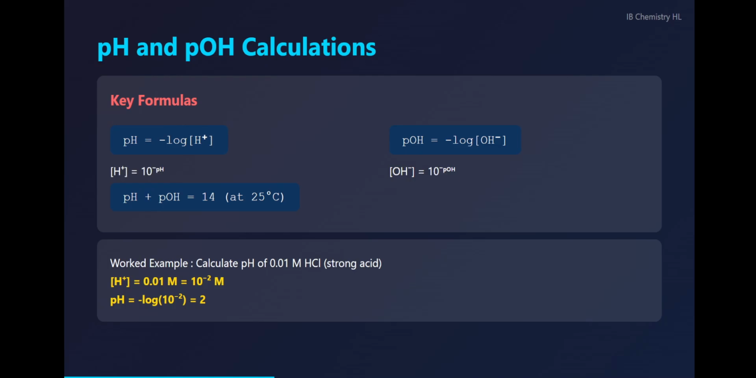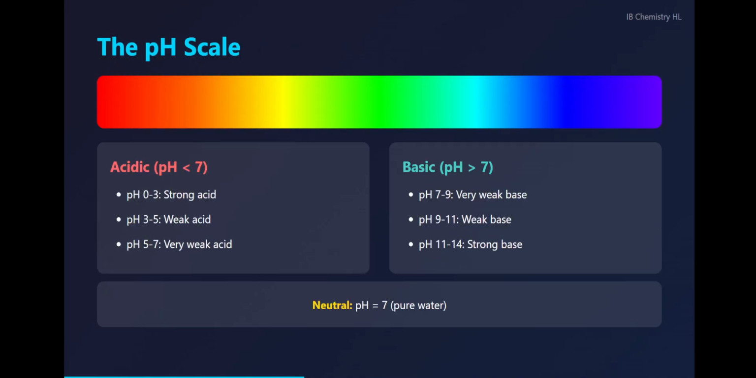For very dilute solutions, we must consider the autoionization of water, which contributes 10 to the -7 moles per liter of H+ and OH-. pH can be calculated for strong acids and bases, but for weak acids, we need to use Ka and the quadratic formula or approximation method. Remember to check if your approximation is valid by comparing calculated H+ to initial acid concentration.